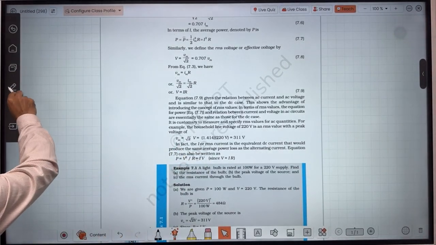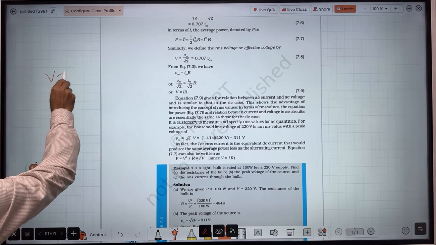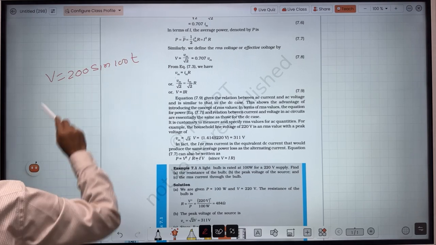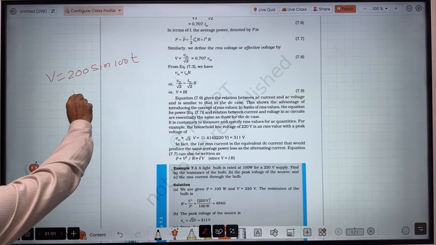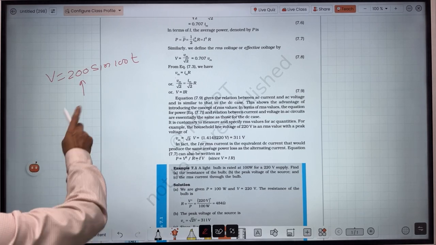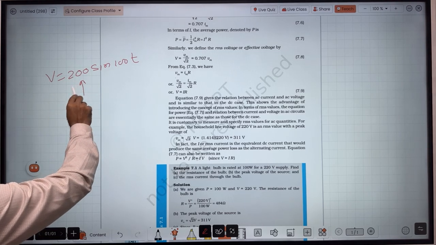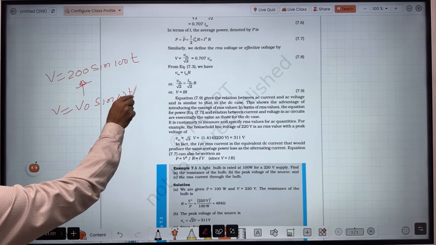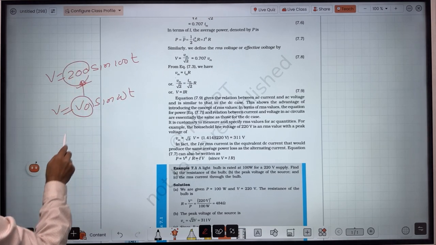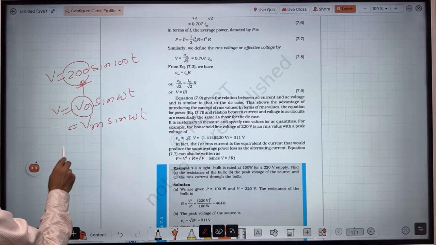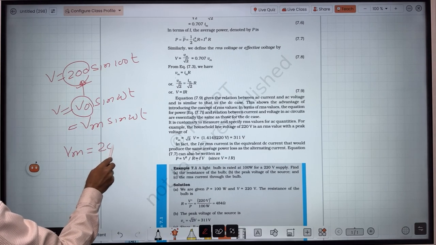So whenever you are given an equation, like suppose you are given V equal to 200 sine 100t, in that case what will this value be? Since this equation represents V equal to V0 sine omega t, this value will correspond to V0, or we can write Vm into sine omega t. So this value will be Vm, right? Vm equal to 200 volt.